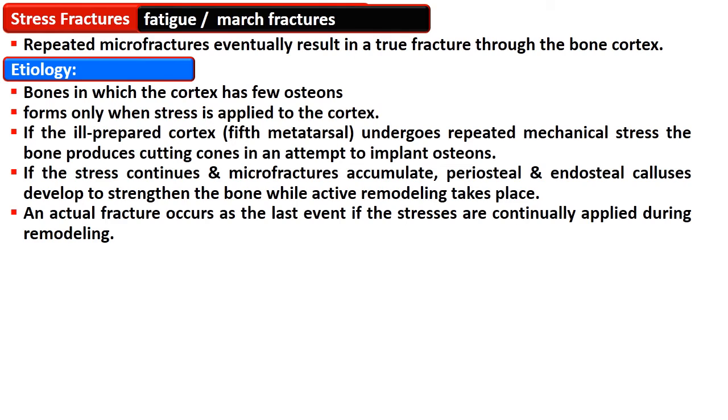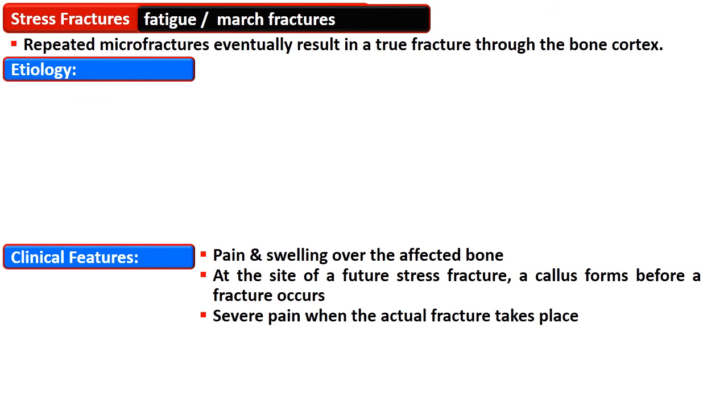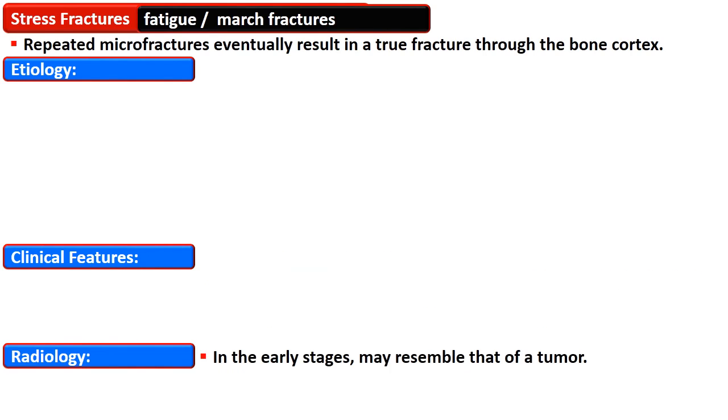If the stress continues or microfractures accumulate, there is more periosteal and endosteal callus formation to strengthen the bone and remodel. But if the stress is continually applied during remodeling, an actual fracture occurs. The clinical picture is pain and swelling over the affected bone, and a callus forms before the fracture occurs at the site.